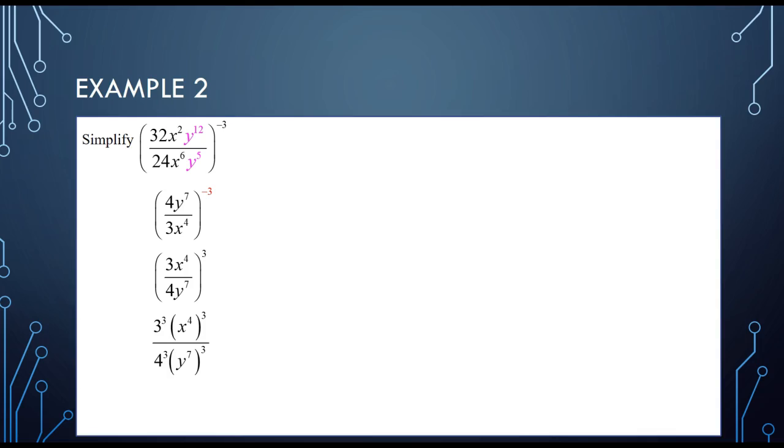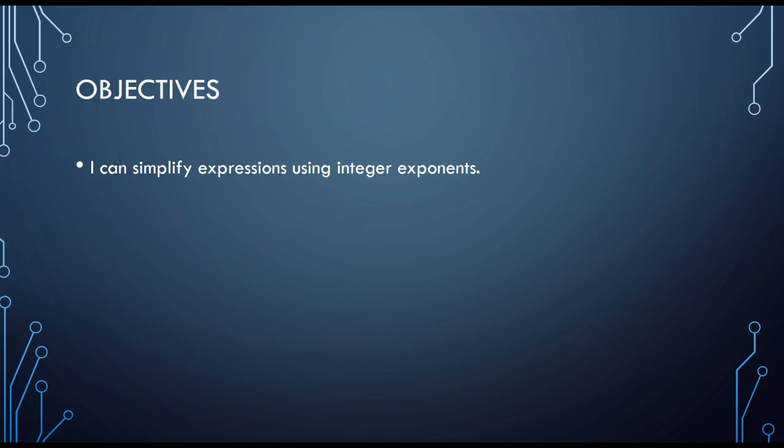My next job is to simplify. So I'd probably use a calculator to figure out what 3 to the third is and what 4 to the third is. Then I'll use my power rule to rewrite x to the 4th to the third and y to the 7th to the third. So my final answer would be 27x to the 12th over 64y to the 21st. So those were two examples to help illustrate how we can simplify expressions using integer exponents.